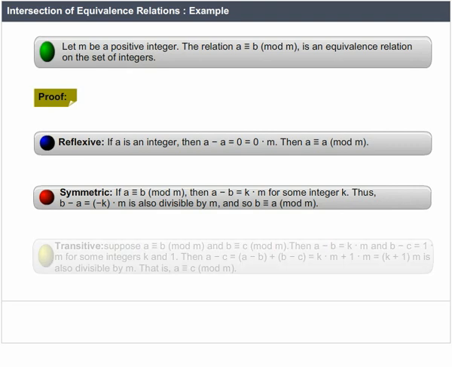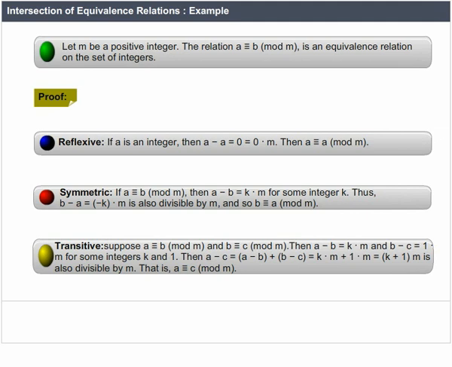Transitive. Suppose a is congruent to b modulo m and b is congruent to c modulo m, then a minus b equals k times m and b minus c equals l times m for some integers k and l. Then a minus c equals (a minus b) plus (b minus c) equals k times m plus l times m equals (k plus l) times m, which is also divisible by m, that is, a is congruent to c modulo m.